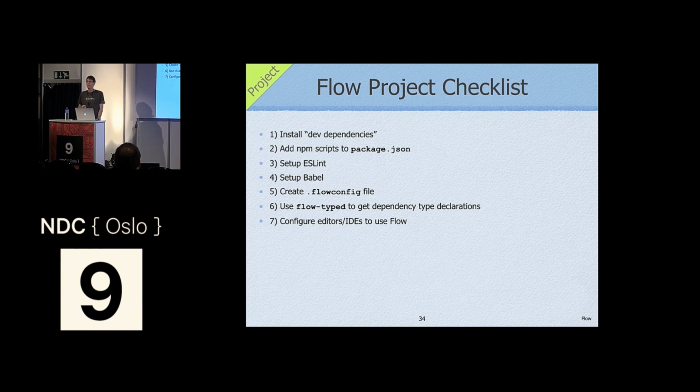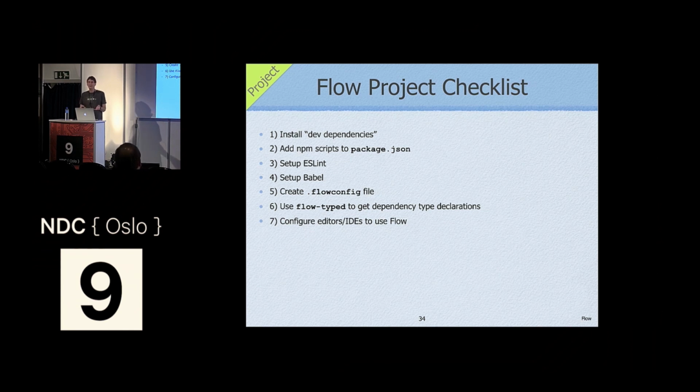So this will be a good checklist for the first time that you use Flow. So the first thing you want to do is install a bunch of dependencies. And we'll get to all these steps on separate slides coming up. Then you want to put some NPM scripts in your package.json to automate some things for you. You probably want to set up ESLint.